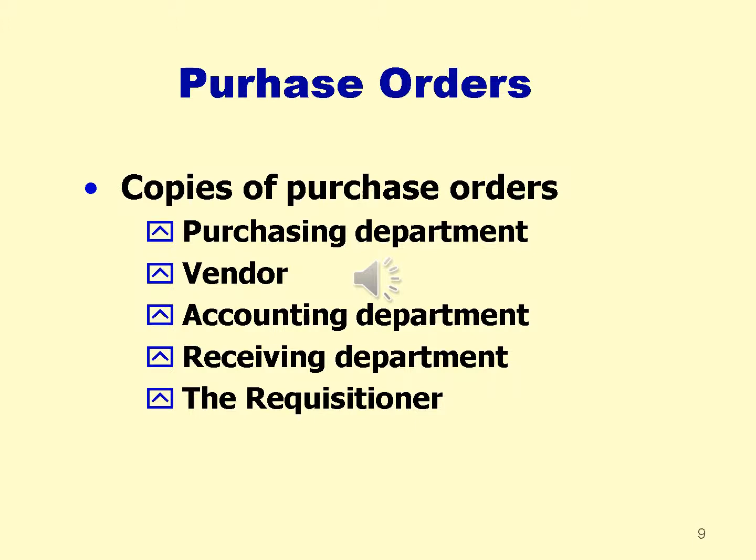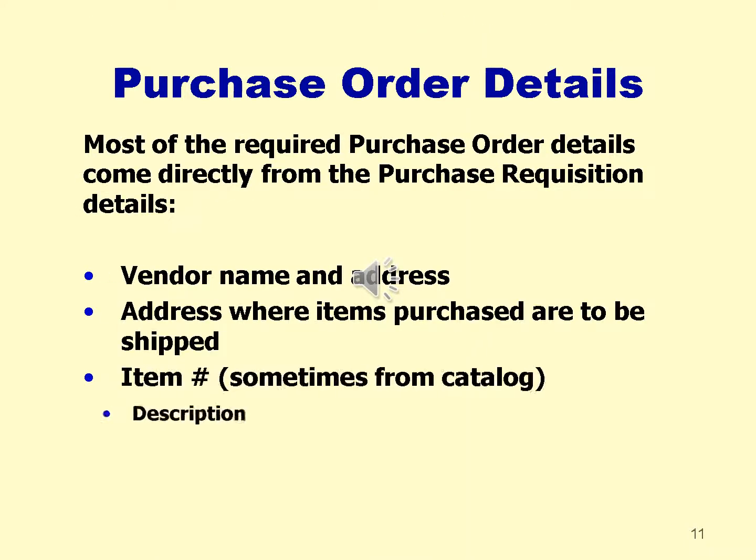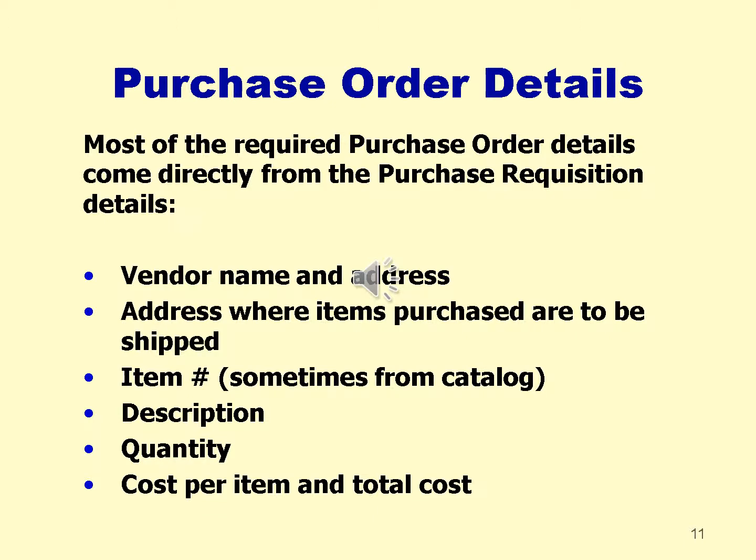Once the purchase order is approved and prepared, copies are forwarded to each of these departments. Here's an example of a purchase order used by our company, Clothes for a Cause. Pause the PowerPoint now and review each of the items included on the purchase order. As you can see on the example purchase order, all of the following items are required.